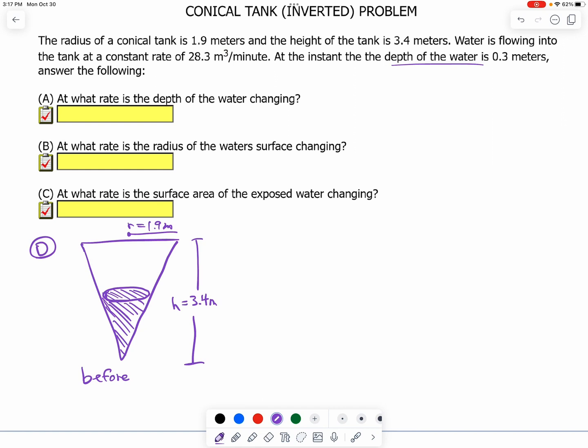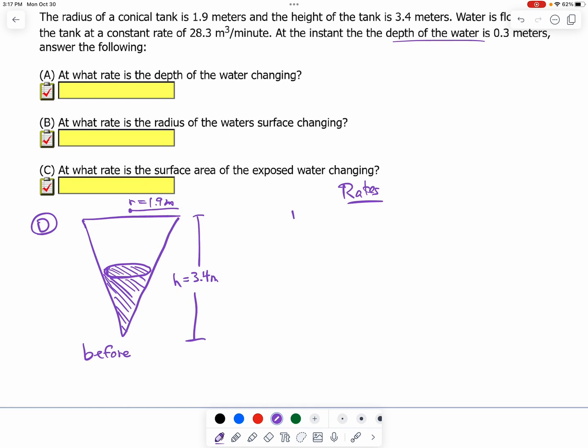Let's go with the R for rates. That's the acronym DREADS. And so there are going to be rates that we know and rates that we need. In this first problem, it says, at what rate is the depth of the water changing? We're going to need dh/dt. And it's going to be at that specific place when the depth is 0.3 meters. So I'm just going to write h equals 0.3 meters because that's at that specific time.